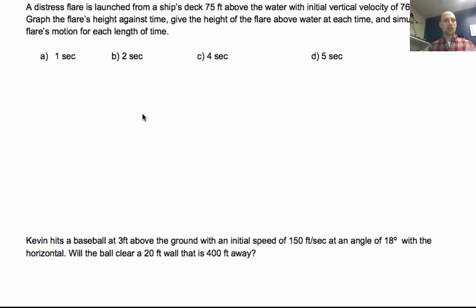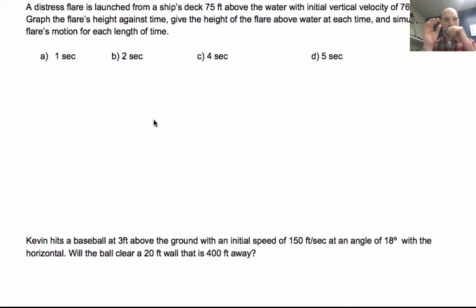A distress flare is launched from a ship's deck 75 feet above the water with an initial vertical velocity of 76 feet per second. Graph the flare's height against time. Give the height of the flare above the water at each time and simulate the flare's motion for each length of time. We're going to do most of that, okay? And I'm going to show you and tell you why we're not going to do the other parts, but let's look at this as a whole.